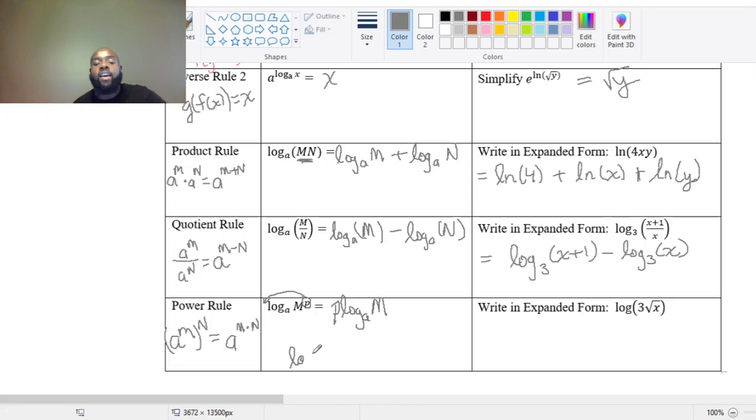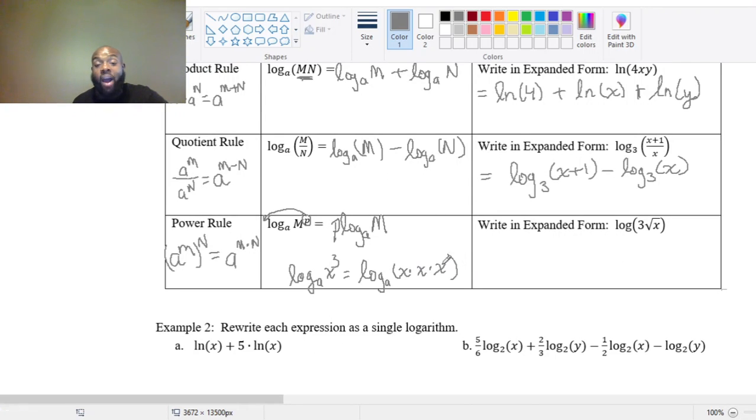For instance, if I had log at base a of x cubed, x cubed is x times x times x. And if I use my product rule, which says that if I have a product of two things in the input of my logarithm, I can write it as the sum of the logarithms. So that's the log at base a of x plus the log at base a of x plus the log at base a of x. And when I add something three times, that's three times the log at base a of x.